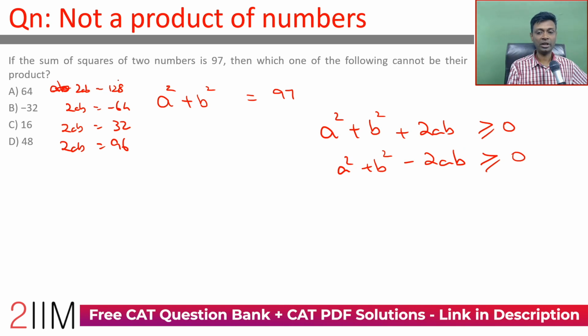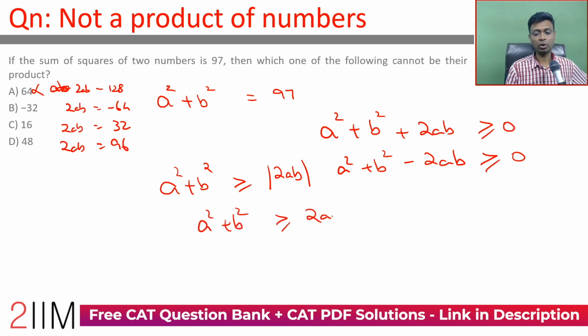97 plus 128 works. 97 minus 128 does not work. It cannot be 64. The rest it can be. Quite simply put, A square plus B square should be greater than or equal to modulus of 2AB. A square plus B square should be greater than or equal to 2AB. It should be greater than or equal to minus 2AB.